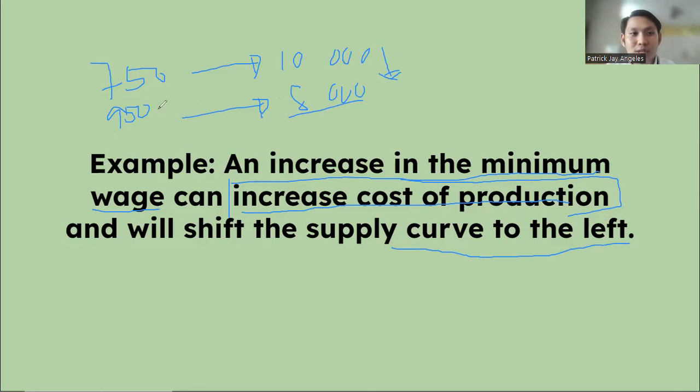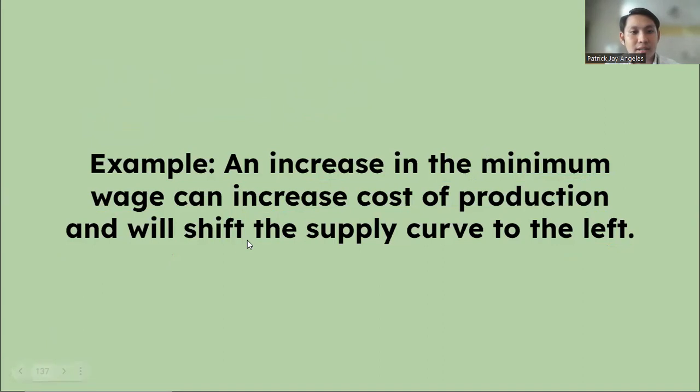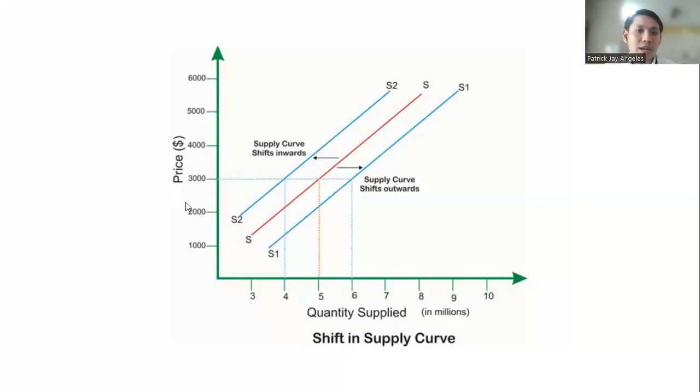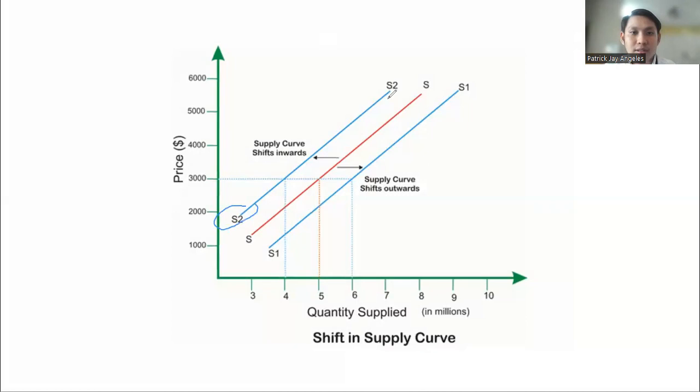Tumaas yung cost of production mo kasi tumaas yung sahod ng mga manggagawa mo, ng maintenance ng technology mo, etc. Right? Sige. Now, if the supply curve shifts to the left, it is indicated that the supply is declining. So take a look at this graph. All right? Okay, kung titingnan nyo dito, nag-shift siya papunta sa left.